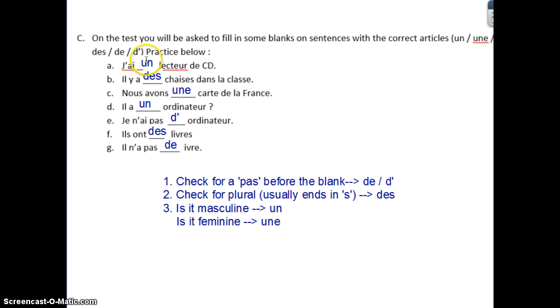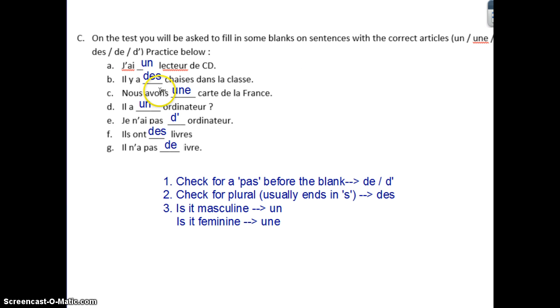In this case, for letter A, lecteur de CD, a CD player is masculine, so I filled in un for lecteur de CD. For letter B, I already looked and there's not a pas, but when I checked out my word here, I noticed that it ended in the letter S. This is definitely the word for chairs, and because it's plural, it's got to be des, and I don't have to worry about whether it's masculine or feminine.